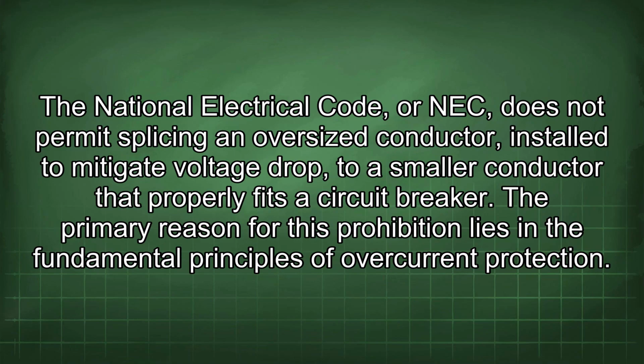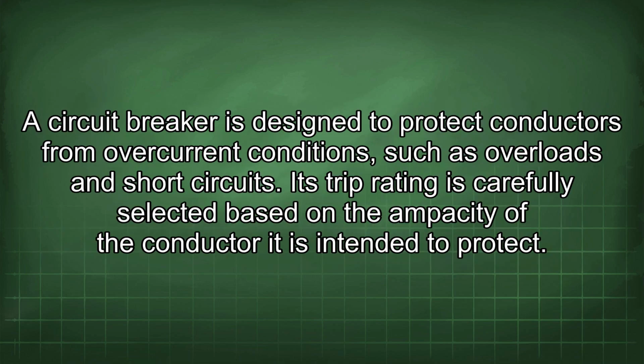The National Electrical Code, or NEC, does not permit splicing an oversized conductor installed to mitigate voltage drop to a smaller conductor that properly fits a circuit breaker. The primary reason for this prohibition lies in the fundamental principles of overcurrent protection. A circuit breaker is designed to protect conductors from overcurrent conditions such as overloads and short circuits. Its trip rating is carefully selected based on the ampacity of the conductor it is intended to protect.